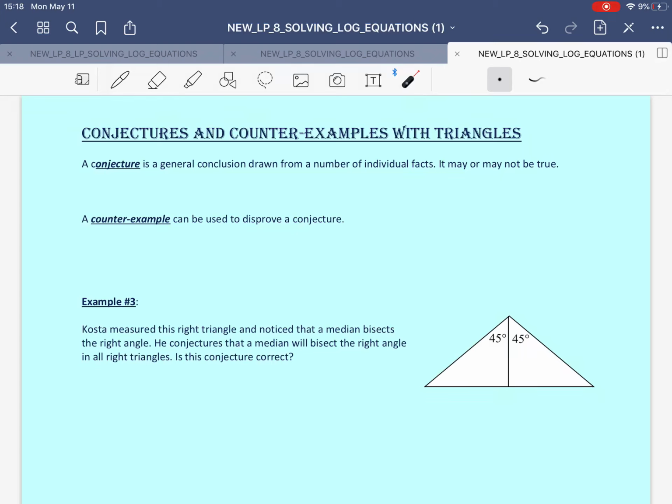Hello everyone, this is the third and the last page of the lesson. So we'll talk about conjectures and counterexamples with triangles.